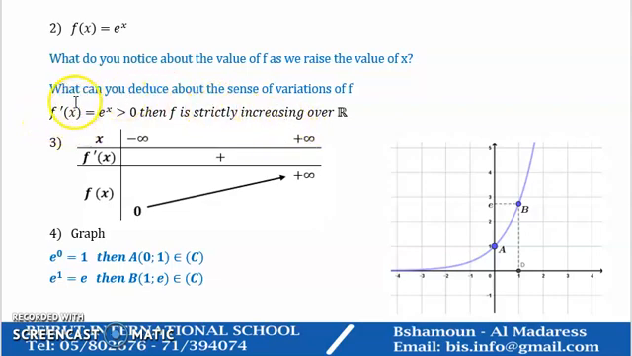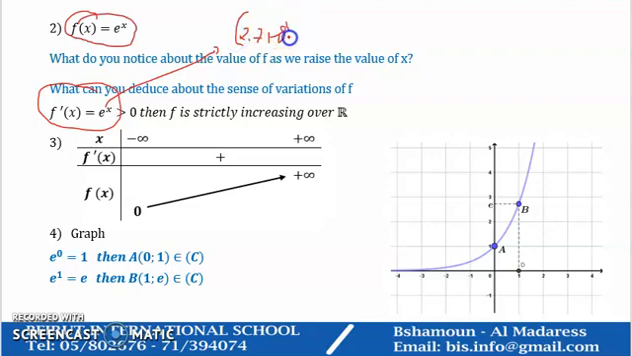Also, I think that f of x equal e^x, the exponential function, is the only function whose derivative is the same as the function. So you notice here that f of x equal e^x, and its derivative is also equal what? e^x. Since e equals 2.718, which is a positive quantity, whatever the exponent is, this quantity is positive. So since f prime of x is positive, f is strictly increasing over R.